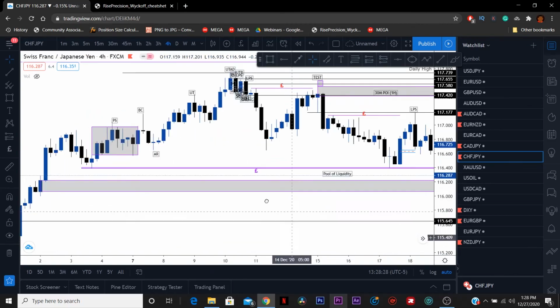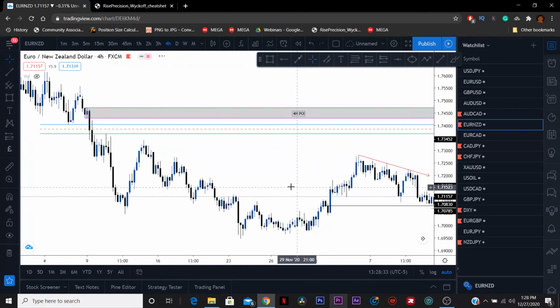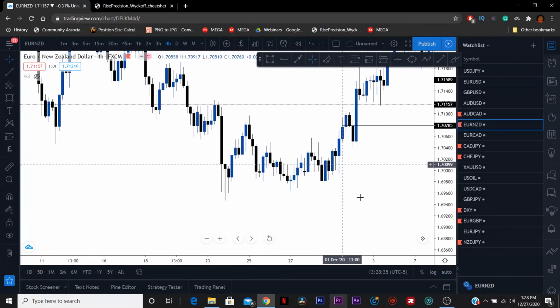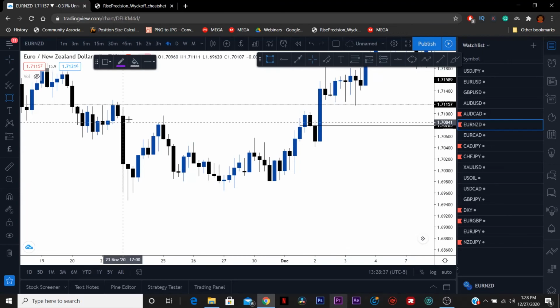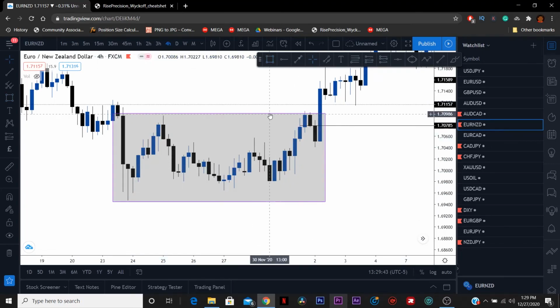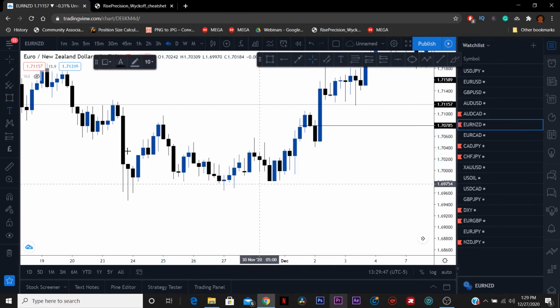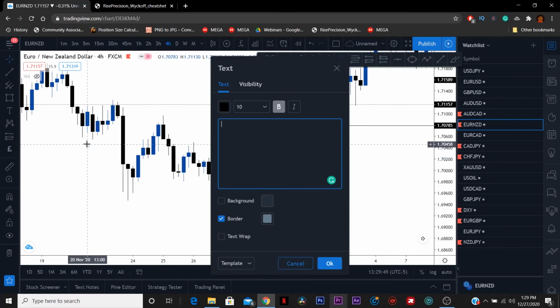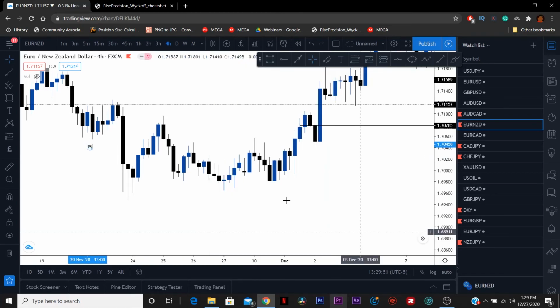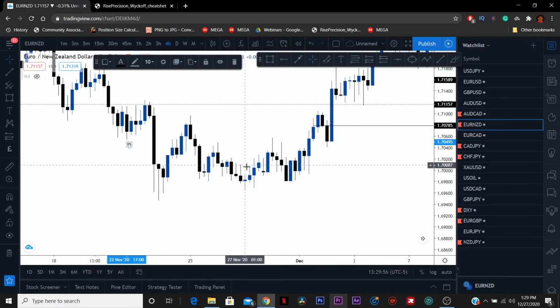Let's see. Let's look at Euro NZD. I believe I had something there too. Yeah, on the 4 hour. Okay. We have an accumulation right here. We have our primary supply here. This was our last pullback that indicated that this market is slowing down.